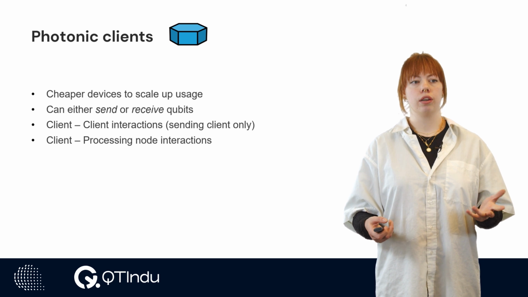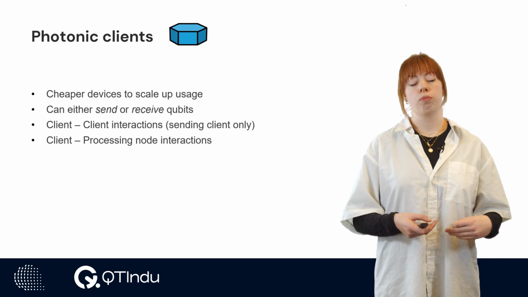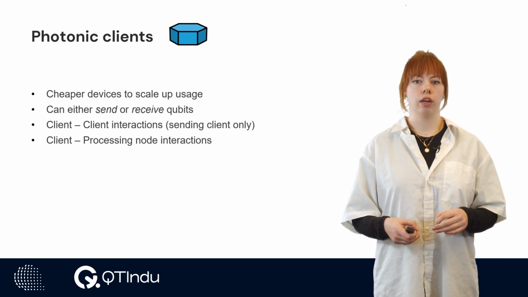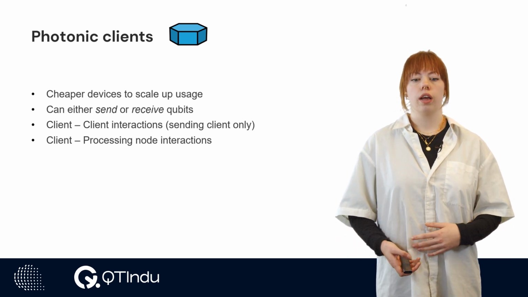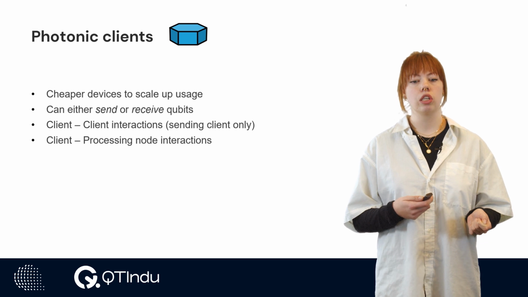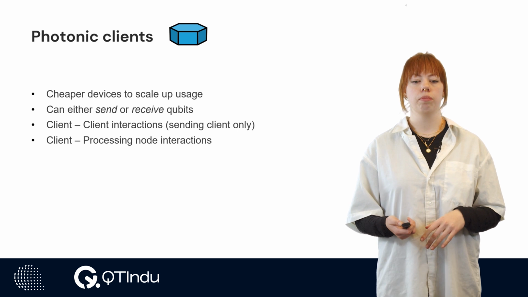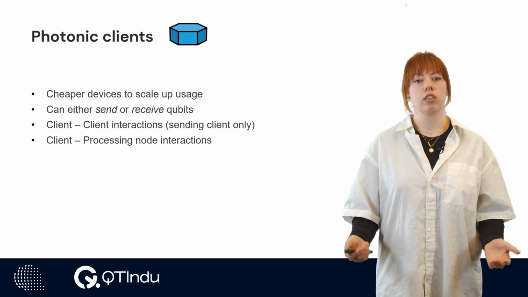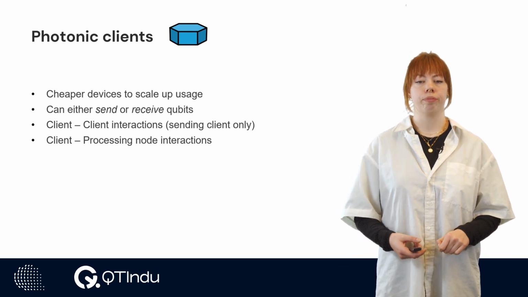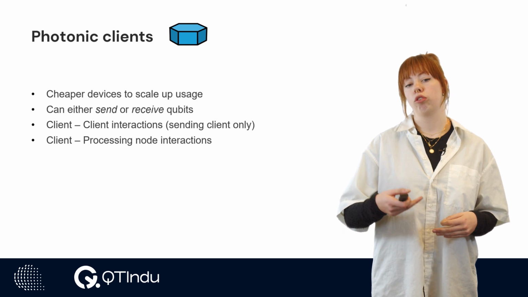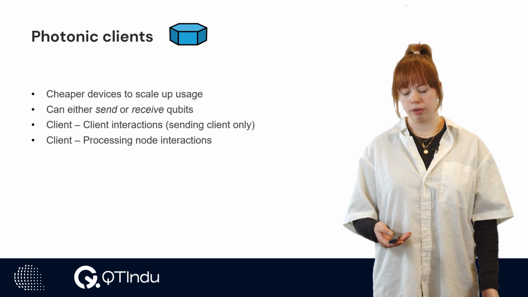This way, in different kinds of applications, we can connect to other nodes and perform some quantum applications without needing to have the full quantum processors available to all of the users. Some interactions could be client-client interactions, but this is only possible if the client can send quantum information. And this is in applications such as QKD, which you will learn about later. And then there are other applications that require a client to connect to a processing node, such as blind quantum computing, which we'll also learn about later.